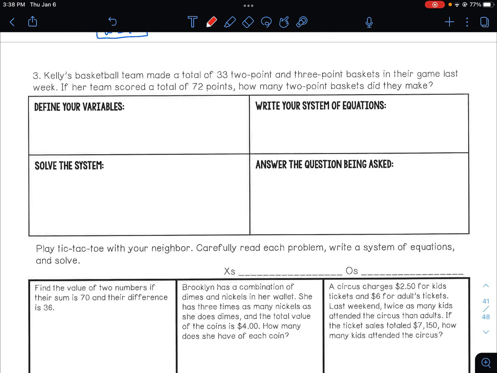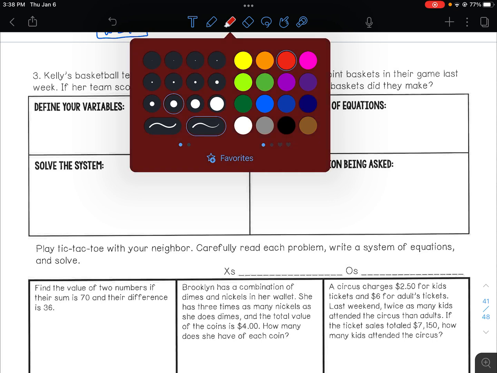Let's try number 3. Kelly's basketball team made a total of 33 2-point and 3-point baskets in their game last week. If their team scored a total of 72 points, how many 2-point baskets did they make? Ooh, 2 sentences, 2 equations.